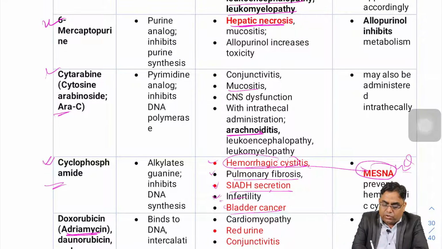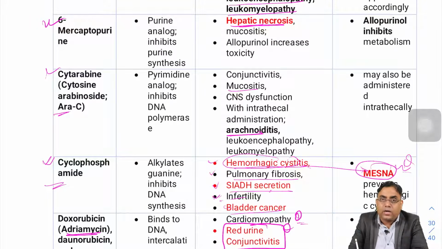Now, adriamycin or doxorubicin: red urine and conjunctivitis along with cardiomyopathy. Red urine with doxorubicin, and dexrazoxane reduces the risk of cardiotoxicity.